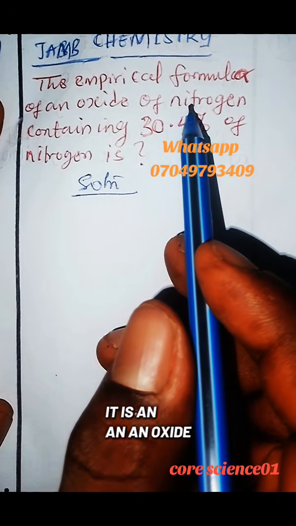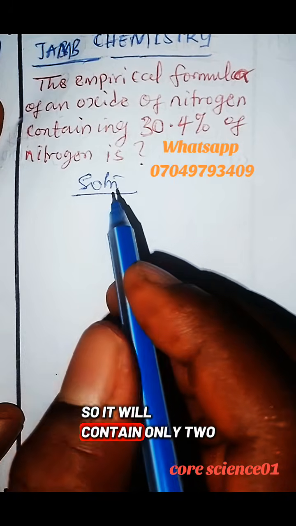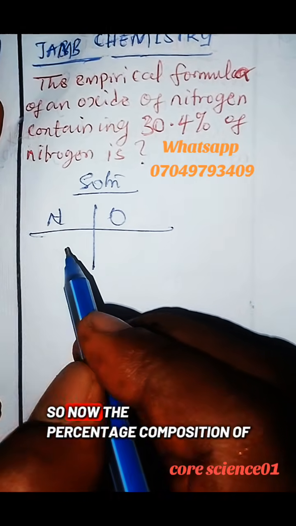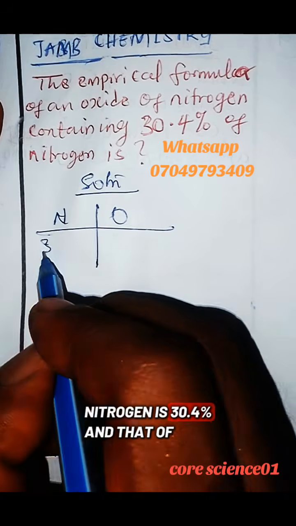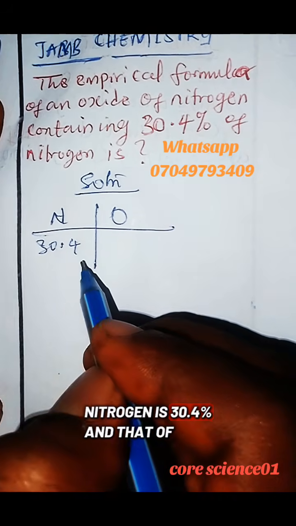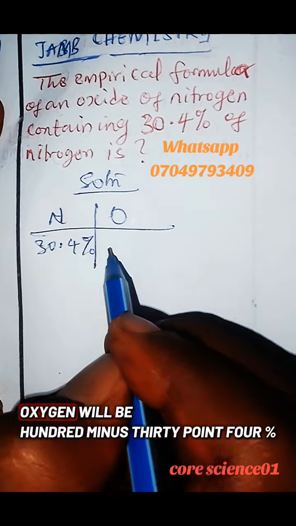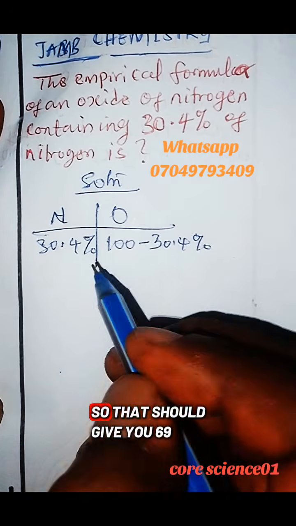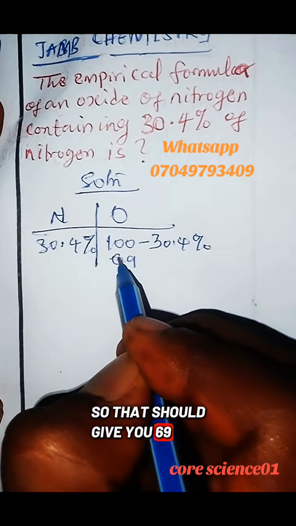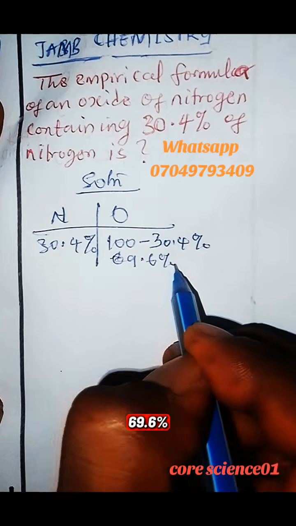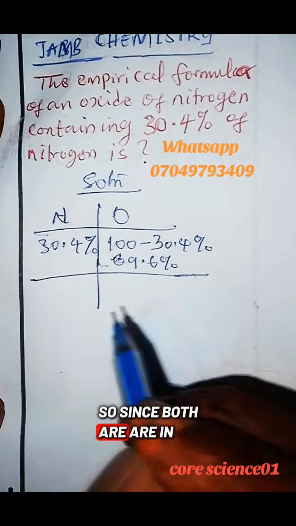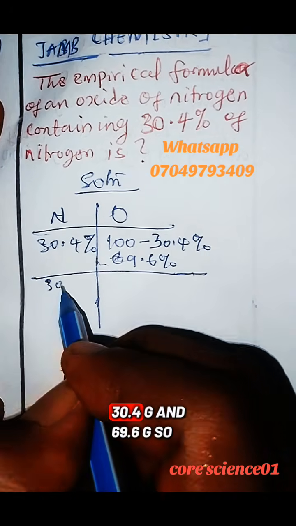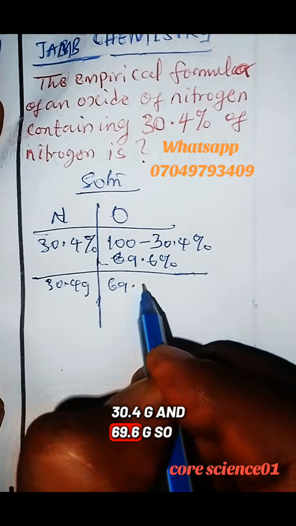So now, since it is an oxide of nitrogen, it will contain only two elements, which are nitrogen and oxygen. So now, the percentage composition of nitrogen is 30.4%, and that of oxygen will be 100 minus 30.4%. So that should give you 69.6%. Since both are in percentage, you can change it to gram. You can rewrite them as 30.4 gram and 69.6 gram.